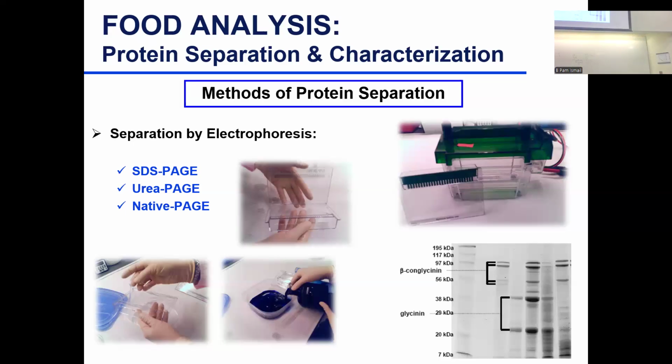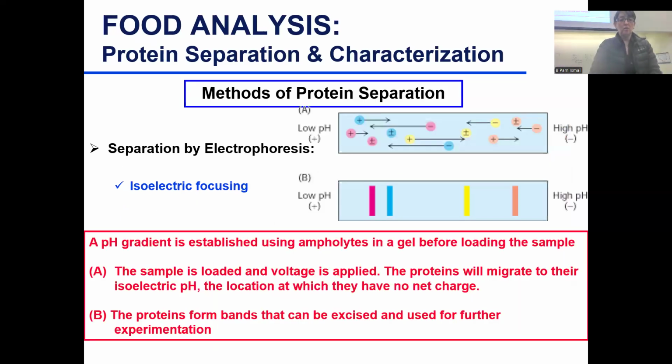Questions? Right. So there is separation by isoelectric focusing. Meaning here, we're separating the protein not necessarily on their molecular weight basis, but on their isoelectric point. So this is very much used as part of a two-dimensional separation by electrophoresis.